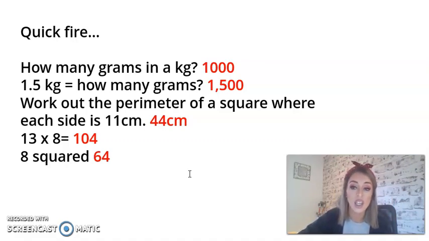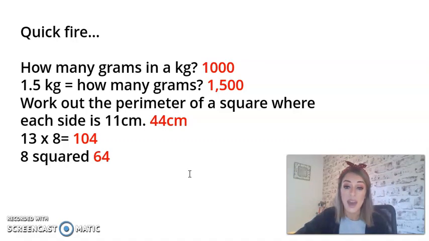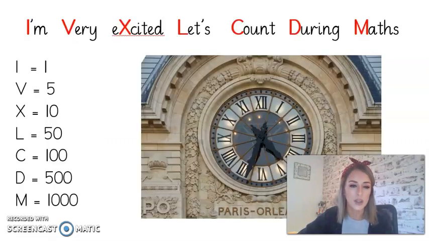And the last question, 8 squared. Well, squared, that just means that you times it by itself. So 8 squared, that just means 8 times 8, which is 64. And you can square other numbers. So 5 squared, that's 5 times 5, which is 25. 6 squared is 6 times 6, which is 36. So squared just means that you times it by itself. Okay, we've warmed up our brains. Let's get on to the lesson.